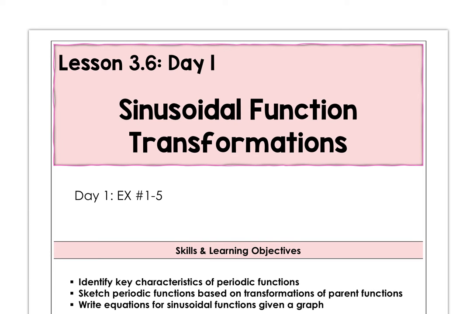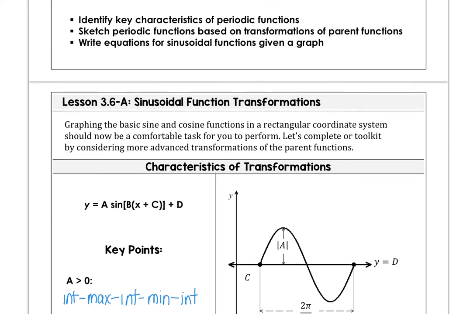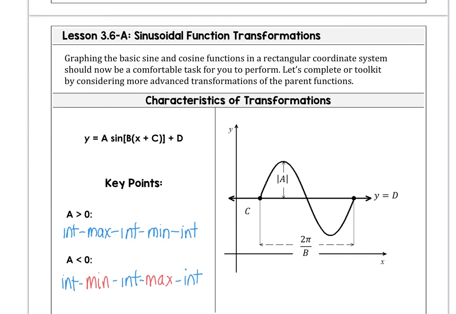We're going to graph sinusoidal functions and work on transformations today. This is lesson 3.6, day 1 for us. We have a standard form equation right here at the top of the slide where we have the values A, B, C, and D. And we want to discover what those characteristics of the function do to our transformations.